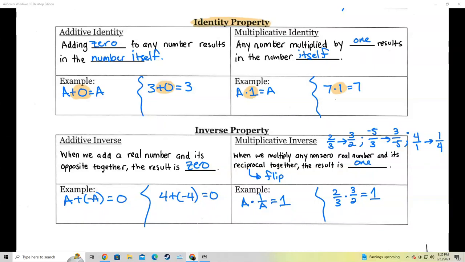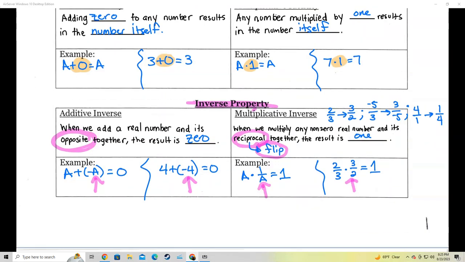Oops, I forgot to highlight. Let's go ahead and do that right now. I'm going to use pink. Inverse property. For this one, we're going to be adding the opposite. This is the opposite, and the -4 is the opposite. As far as for multiplying, we're going to multiply the reciprocal, which again means to flip. That's why we flip that to 1/A, and that's why we flip that to 3/2.